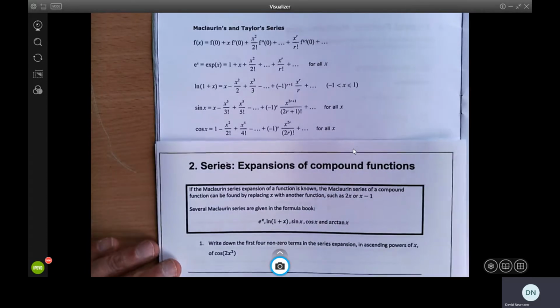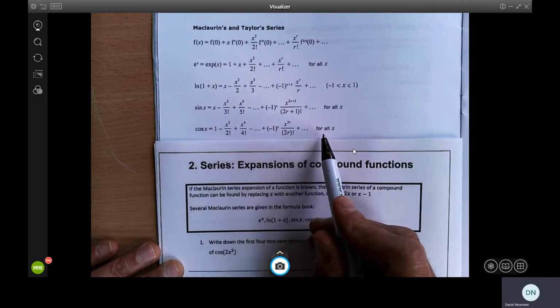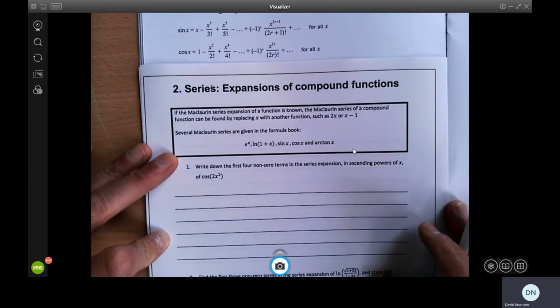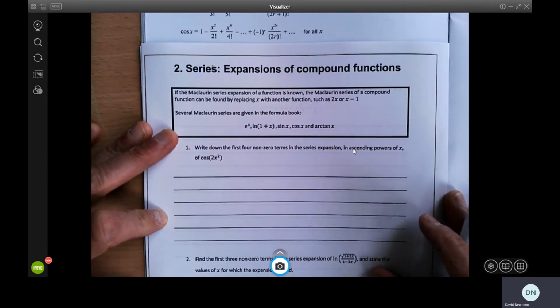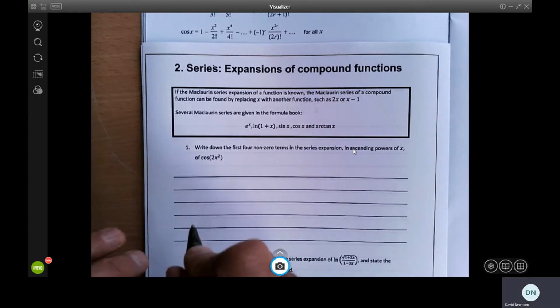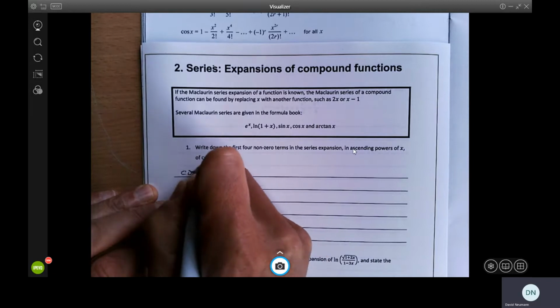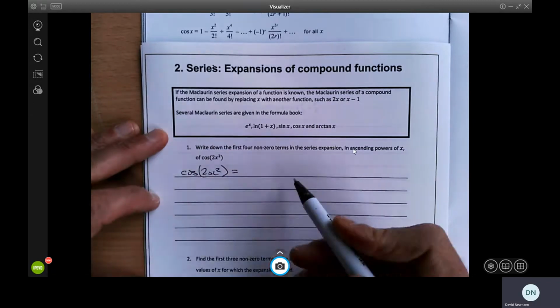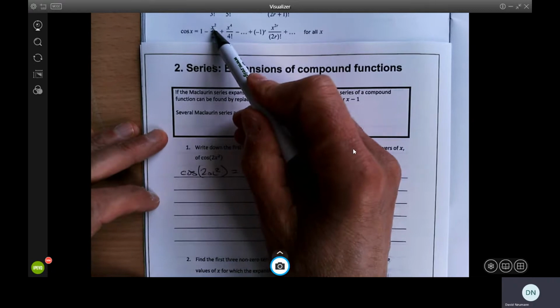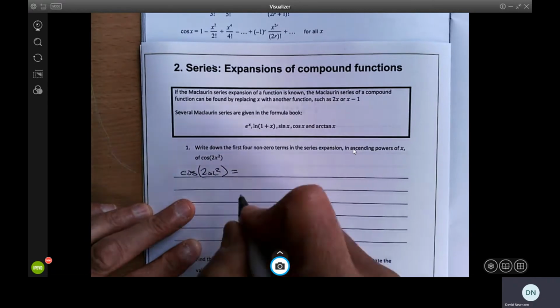And we're going to look at this first example here. We're going to expand cos of 2x squared, and we're going to use the Maclaurin series here for cos of x. So I'm just going to slide that up so we've got a bit more space, but we can still see that there. So cos of 2x squared is equal to, well, we're going to use this, but in place of x, we're going to put 2x squared. Be careful to put it in brackets so you don't make mistakes with powers.